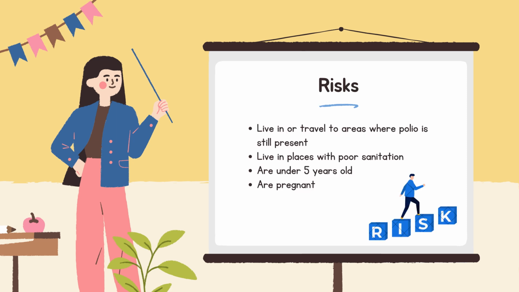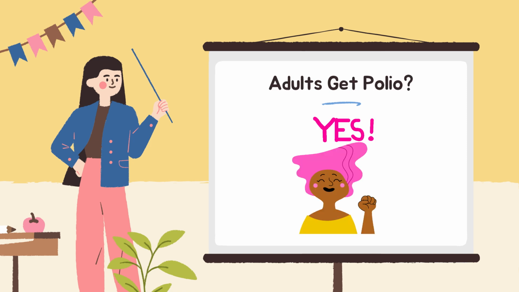Who is at risk for polio? People at the highest risk include those who aren't vaccinated and live in or travel to areas where polio is still present, live in places with poor sanitation, are under 5 years old, or are pregnant. Can adults get polio? Yes, adults can get polio, but many are protected due to vaccination or past infection. However, unvaccinated adults can still contract poliovirus if exposed.